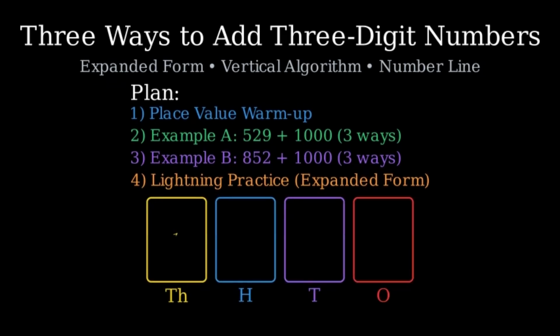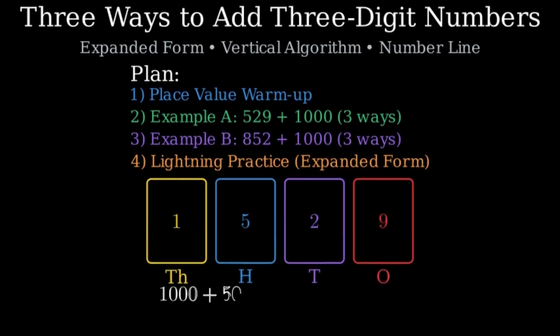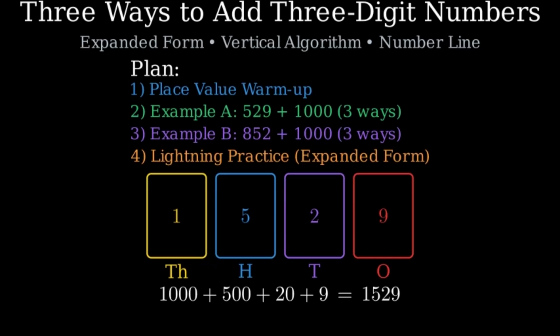Warm up. Remember, any whole number can be written by thousands, hundreds, tens, and ones. For example, 1,000 plus 500 plus 20 plus 9 makes 1,529. Watch as we place the digits: 1 in the thousands, 5 in the hundreds, 2 in the tens, and 9 in the ones.